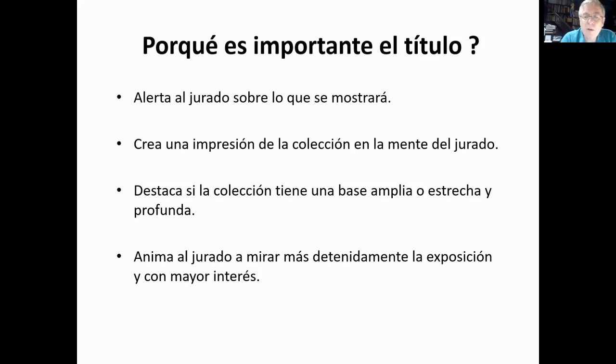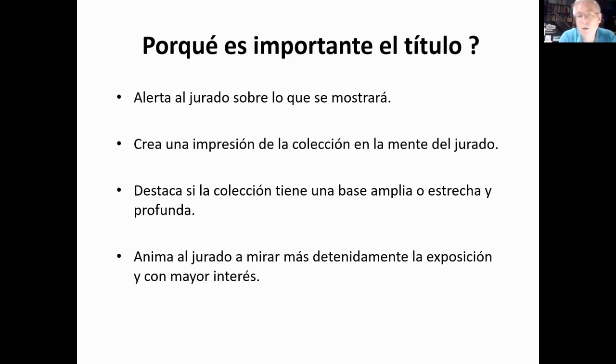The other aspects are that depending on the choice of title, the title will let the judges know whether the exhibit is going to be a broadly based one covering a long extended period of time, or a narrower exhibit focusing on one or two issues or one or two aspects of postal history, but in much greater depth. And probably the most important reason why the title is important is that you want to encourage the judge to look more carefully at the exhibit and with greater interest.